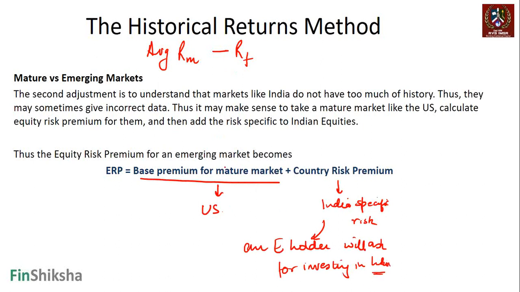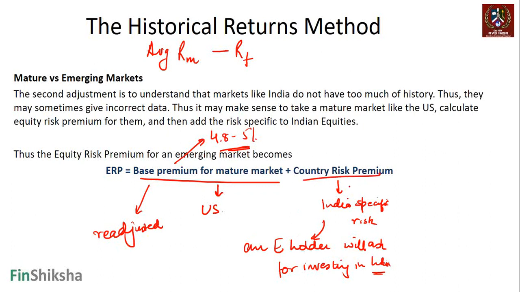So the base premium for US mature market or US market can be calculated, and this number is approximately equal to 4.8 to 5%. That's what data suggests. What is the base risk premium for equity markets? Obviously, this needs to be readjusted, and this depends on a variety of factors. Every year, this number could change, right?